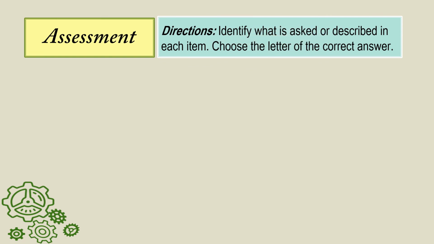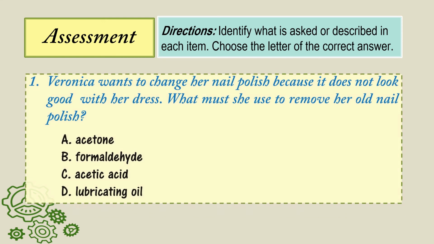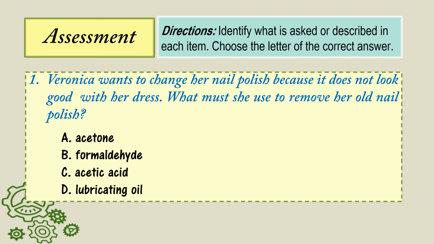For the assessment, directions. Identify what is asked or described in each item. Choose the letter of the correct answer. Number 1. Veronica wants to change her nail polish because it does not look good with her dress. What must she use to remove her old nail polish? A. Acetone, B. Formaldehyde, C. Acetic acid, D. Lubricating oil.